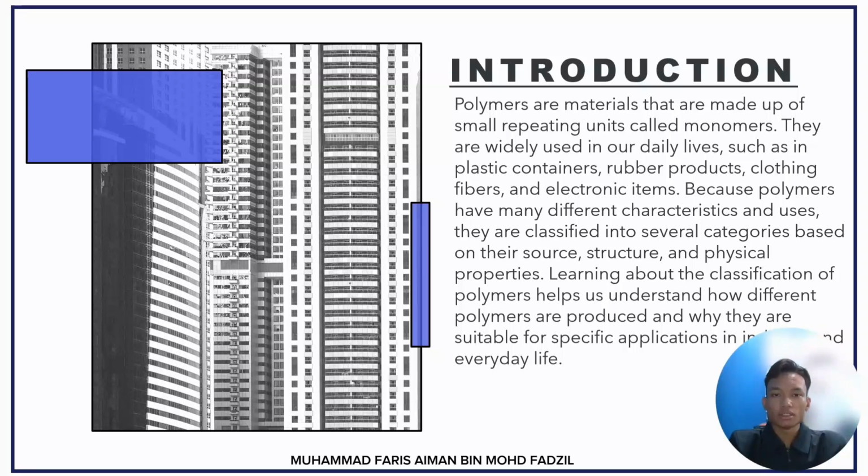So for the introduction, polymers are materials that are made up of small repeating units called monomers. They are widely used in our daily life, such as in plastic containers, rubber products, clothing fibers and electronic items, because polymers have many different characteristics and uses that are classified into several categories based on their source, structure, and physical properties. Learning about the classification of polymers helps us understand how different polymers are produced and why they are suitable for specific applications in the world and everyday life.